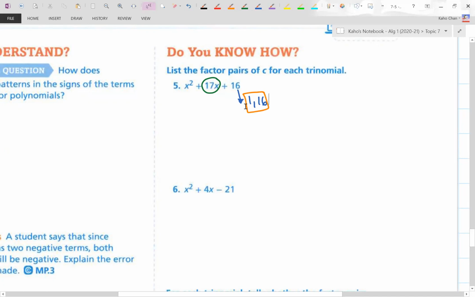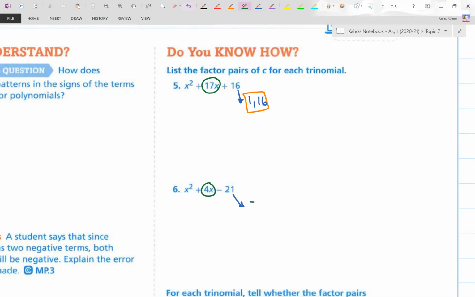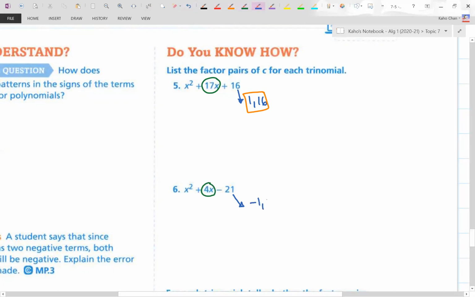Next one. Think of all the possibilities of negative 21 that, when added together, will give me negative 4x. Okay, that's fine. Negative 1. If you know it, yell it out. Negative 3. Oh, is that it? Negative 3 and 7? That works. Yay. I mean, just stop. You don't have to do more. Once you find it, you don't have to keep going.